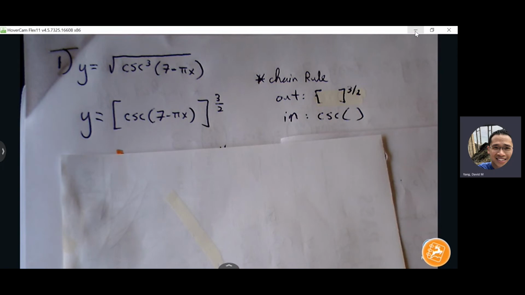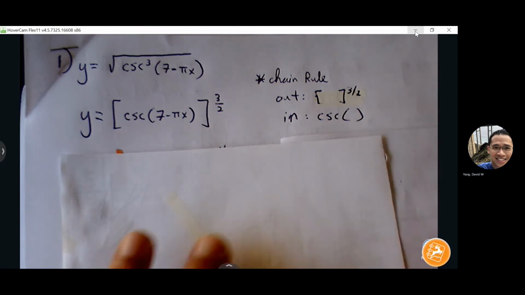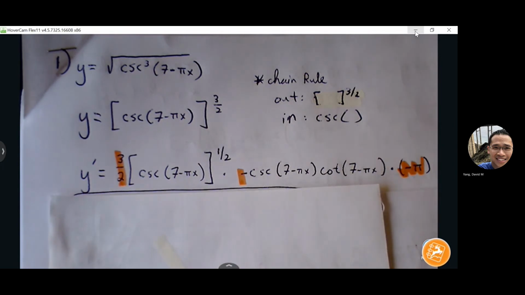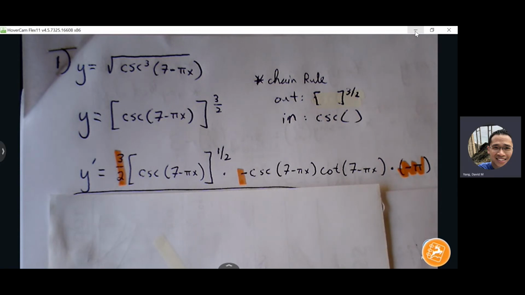Cosecant derivative is negative cosecant, cotangent, and then u prime. Cosecant of u becomes negative cosecant u cotangent u times u prime. Derivative of what's inside parentheses: 7 goes to 0. Negative pi becomes negative pi. I did some cleanup here by just pushing all the coefficients out in front. So the negative, the pi, the negative, and the 3 halves all in front.